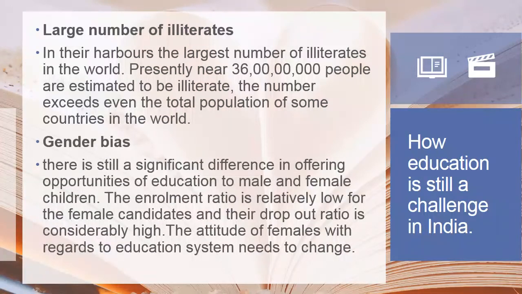Next is gender bias. There is still a significant difference in offering opportunities of education to male and female children. The enrollment ratio is relatively low for the female candidates, and their dropout ratio is considerably high. Also, the attitude towards females with regard to the education system needs to change.